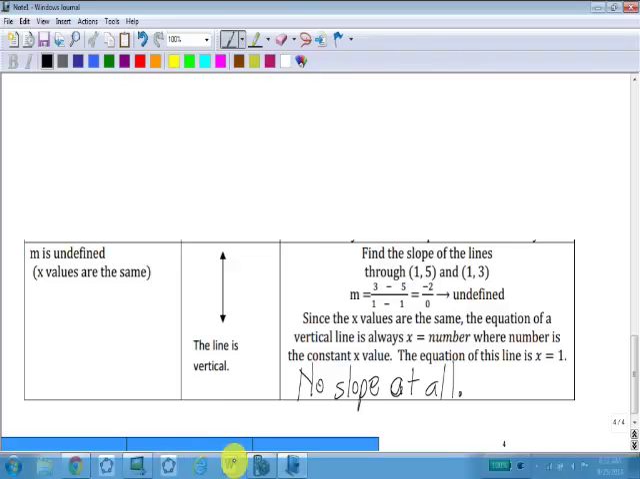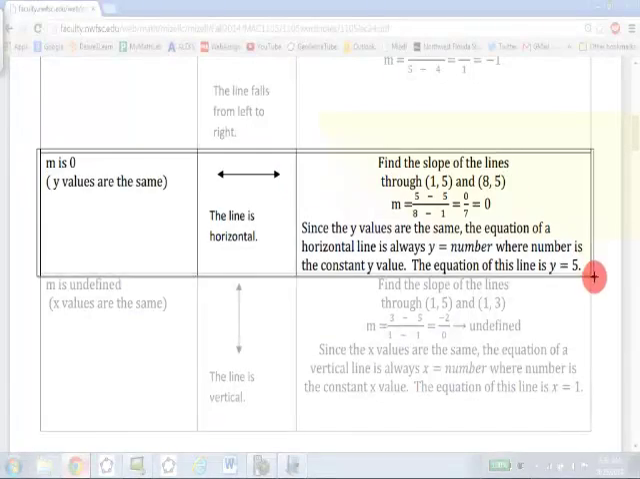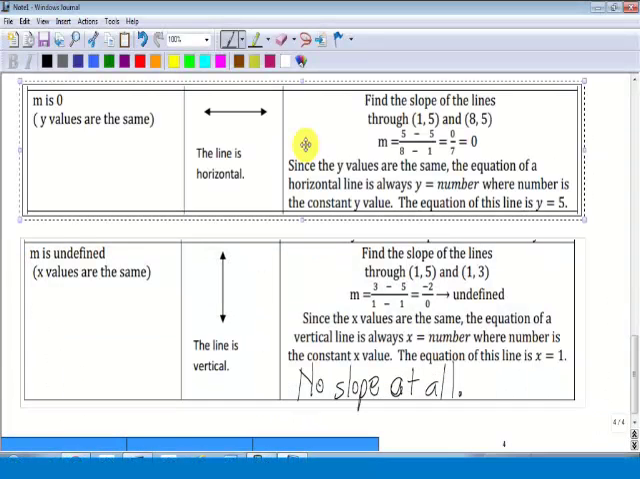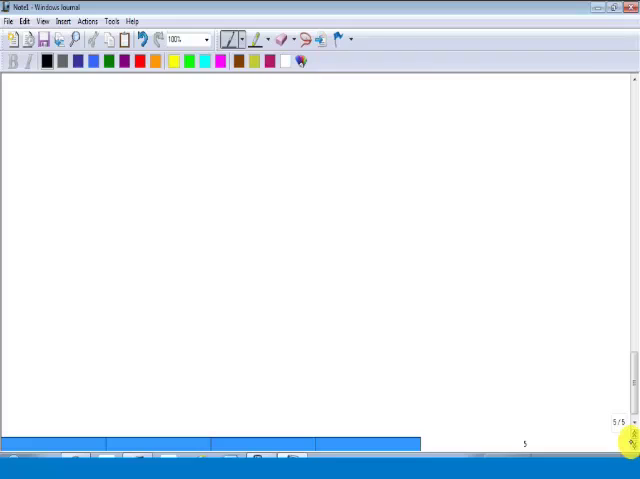Let me paste the other one in here as well for horizontal lines. I'll say this: it has a slope. The slope is 0. There we go. So, vertical lines versus horizontal lines.